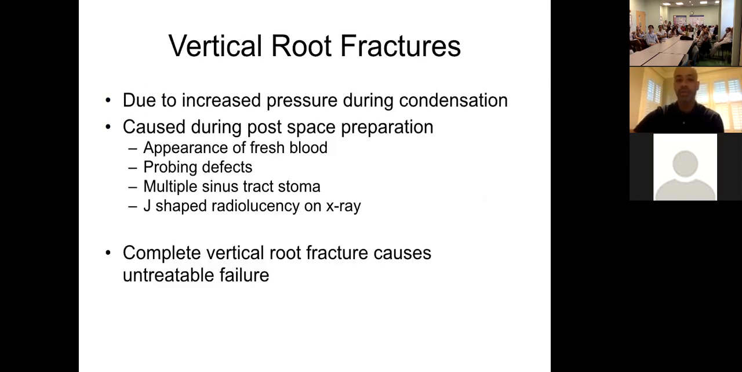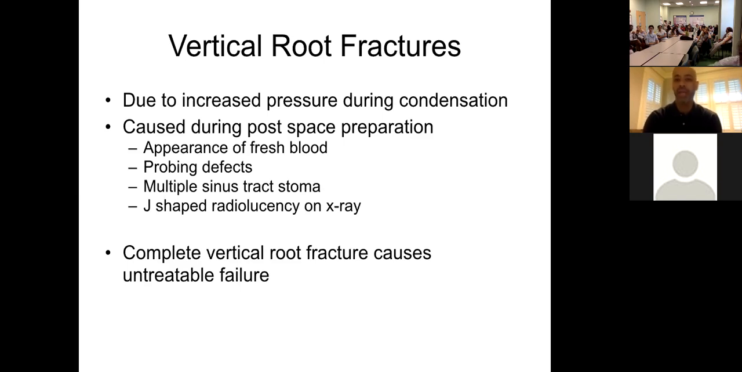So the vertical root fractures, usually if they're not through trauma of the tooth, they're through pressure during condensation of obturation or post placement or preparation. So if you see blood in the canal after you obturate it and you're about to create a post, you use your Gates or your post burrs, whatever you use, and you see fresh blood in the canal, most likely there's a fracture or you perforated the canal.